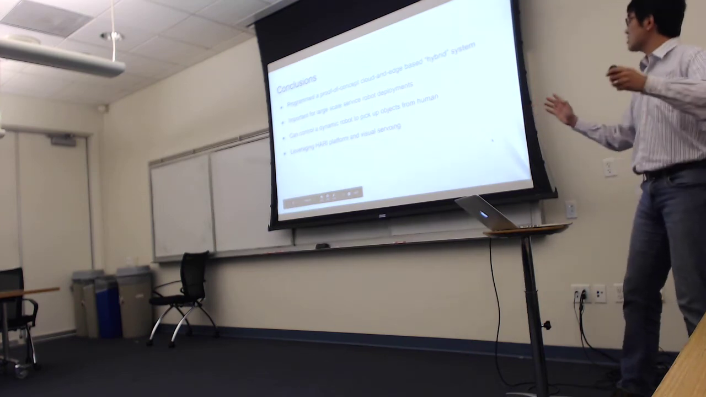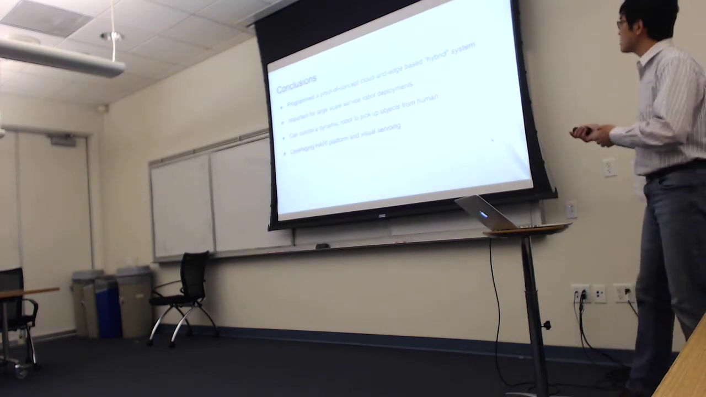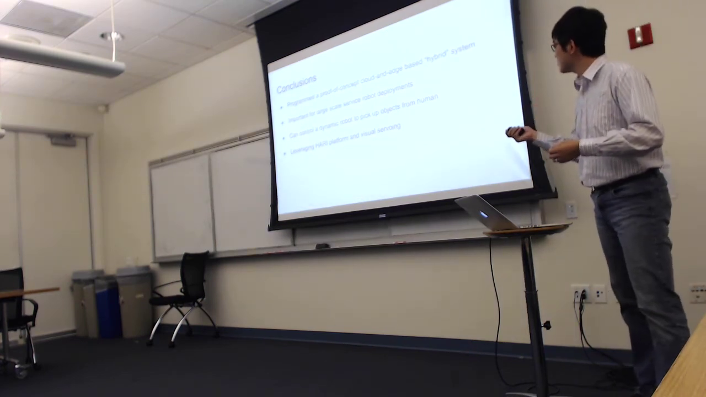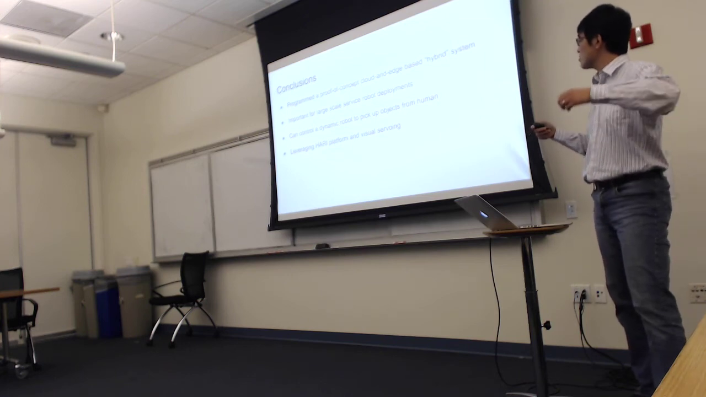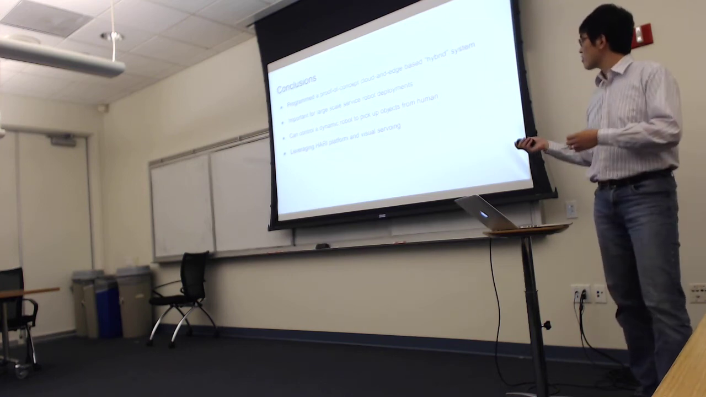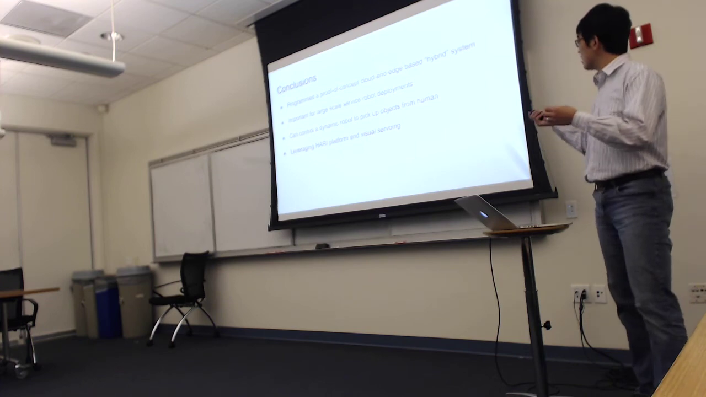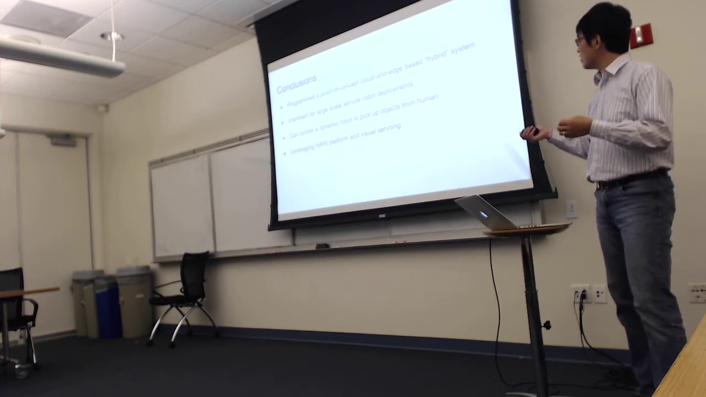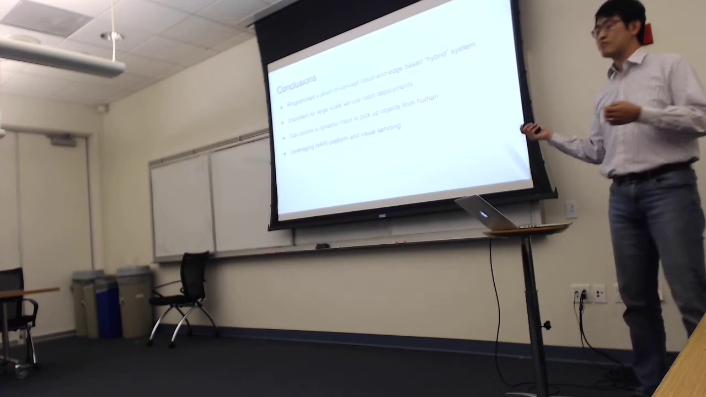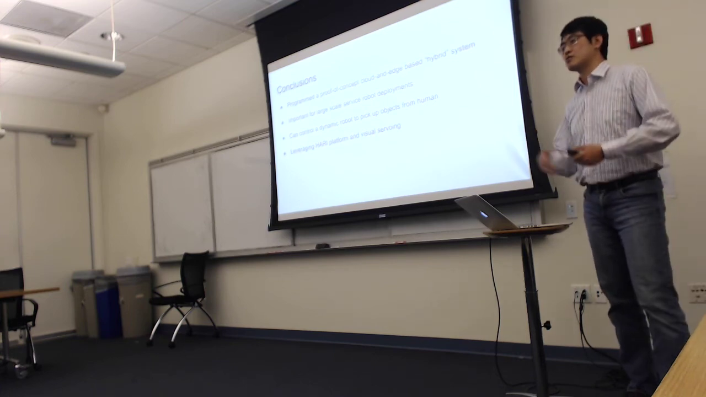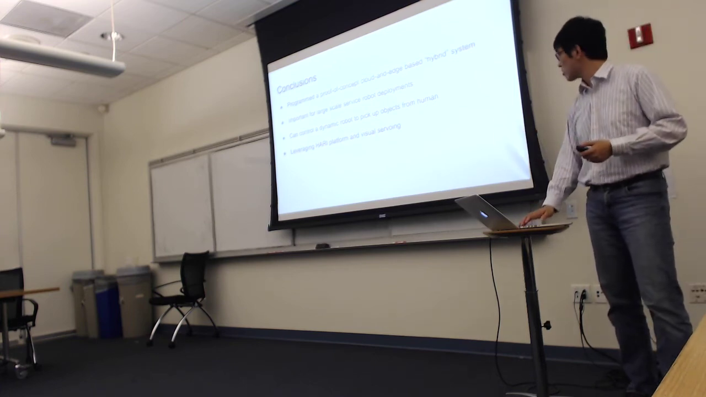So, conclusion: we programmed a proof-of-concept cloud and edge-based hybrid system. It's important for large-scale service robot deployment. It can provide dynamic robot pickup of an object from a human, and we also leverage the hardware platform and visual servoing in all this cloud-based robotic work.